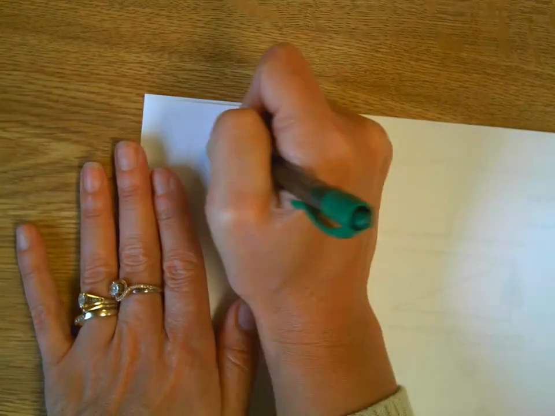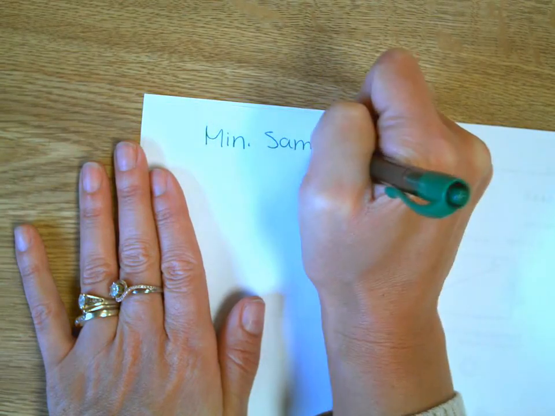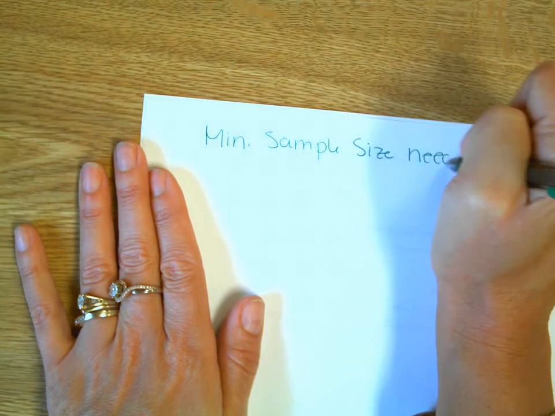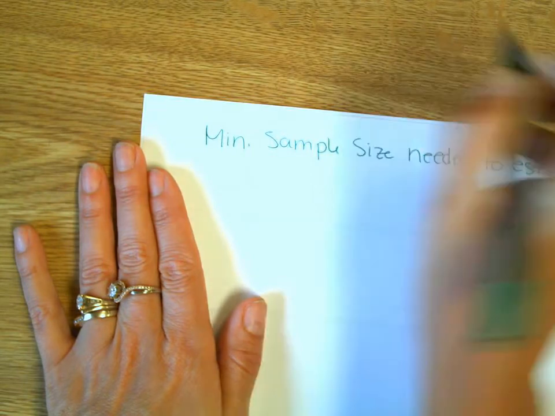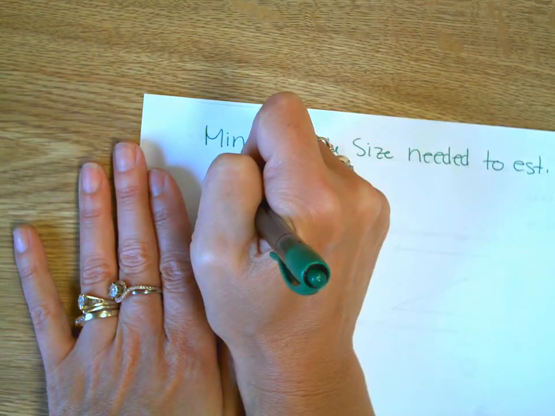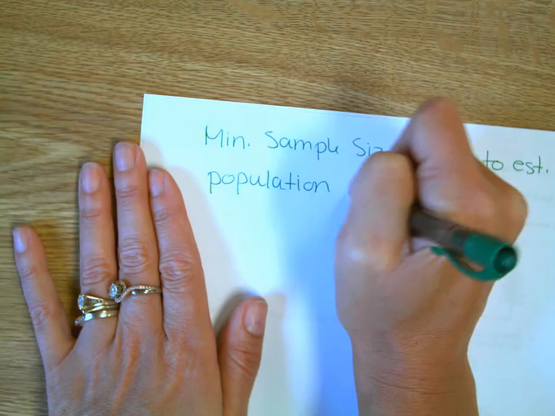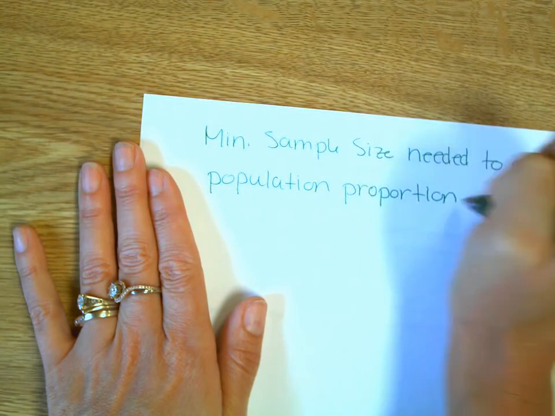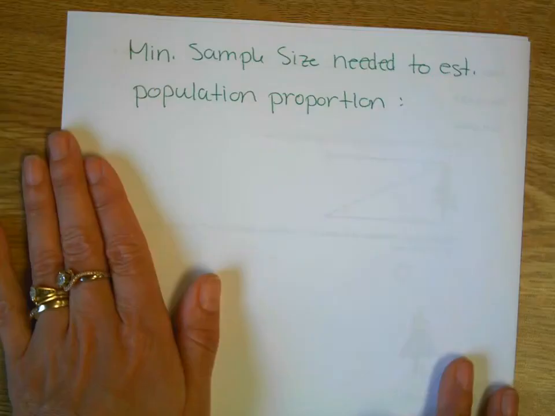Alright, last thing we're doing is minimum sample size. How much more is it? Don't know. Okay, we're going to take that big E formula and work it backwards so that moves in.